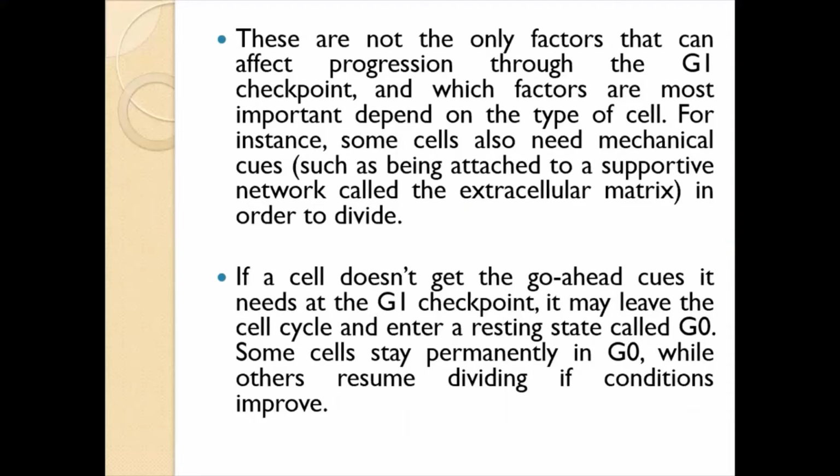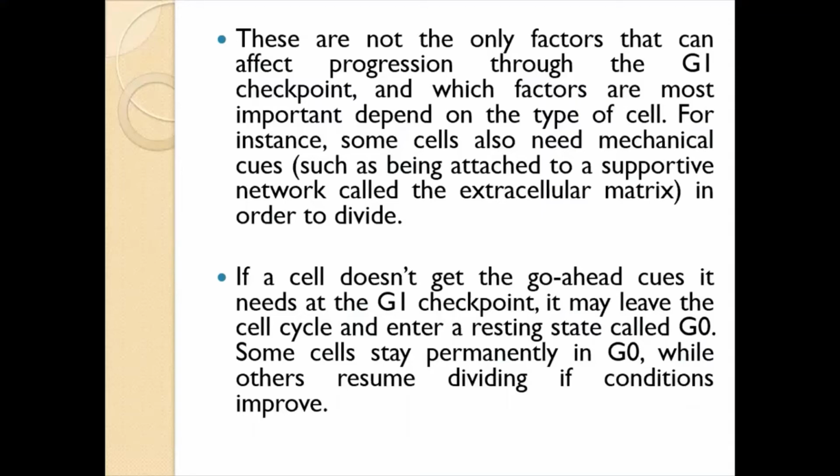So these are not the only factors. There are several other factors also, but all the factors depend on the cell type. For instance, some cells also need mechanical cues, such as being attached to the supportive network or extracellular matrix in order to divide. If a particular cell is not attached to the matrix, it will not divide, like our body cells, muscle cells. Some cells are present in a suspension condition, like our blood cells. They are not supposed to require this attachment criteria.